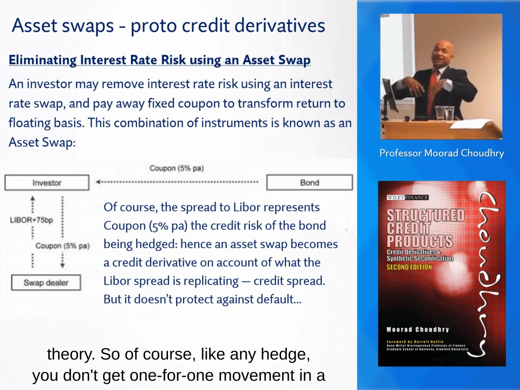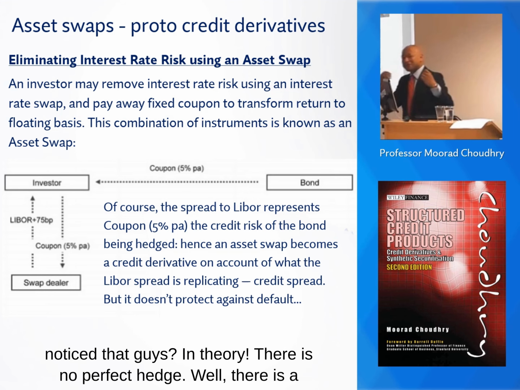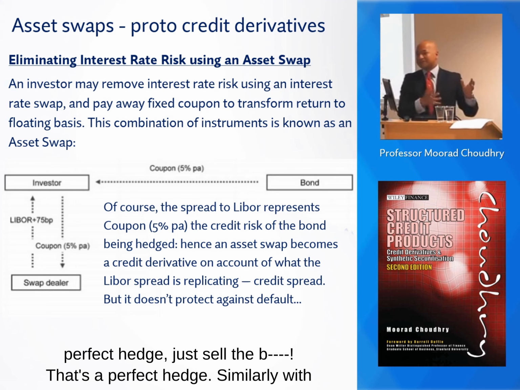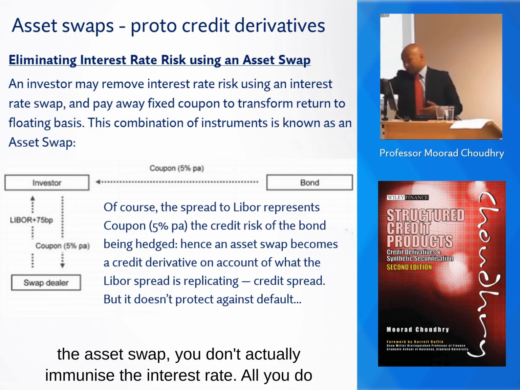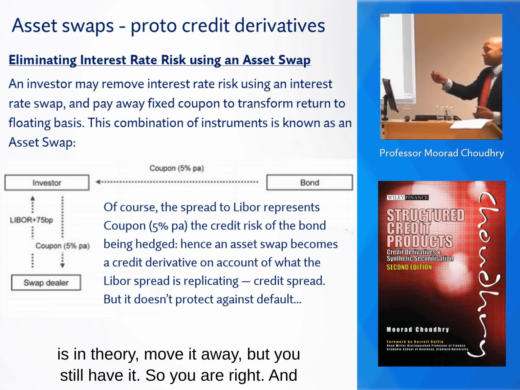So, of course, like any hedge, you don't get one-for-one movement in a hedging instrument. Did you notice I kept on saying in theory? Have you noticed that, guys? In theory. There is no perfect hedge. Well, there is a perfect hedge. Just sell the bugger, right? That's a perfect hedge. Similarly with the asset swap, you don't actually immunize the interest rate. All you do is, in theory, move it away. But you still have it.